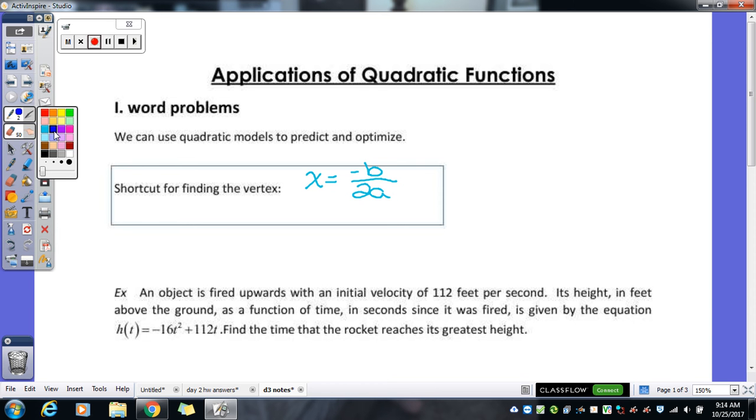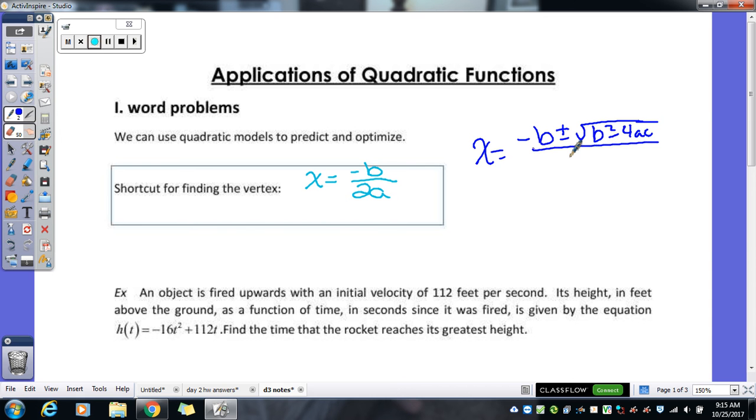If you have a hard time remembering your negative b over 2a, since they give you your quadratic formula, you can always look at your quadratic formula and it's a part of it. It's the stuff not in the radical. That is the x value from your vertex, negative b over 2a. So then again, the way they usually write your vertex is negative b over 2a, comma y. So you find that x value using that formula, and then you plug it in to get your y value.